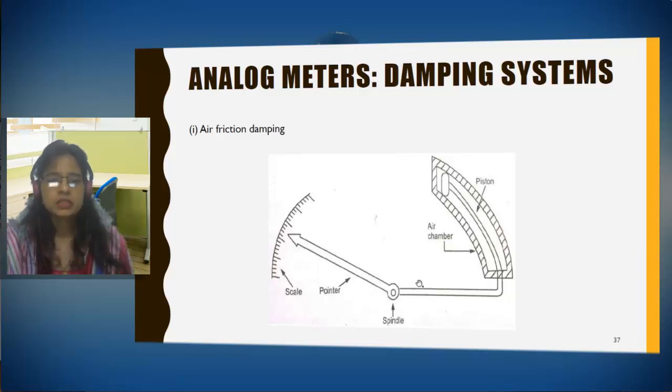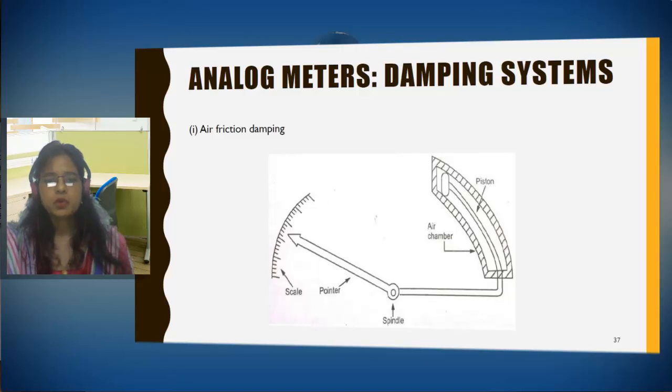Now for damping the system we need damping torque. This is provided by four damping systems: air friction damping, fluid friction damping, eddy current damping, and electromagnetic damping. Let us discuss the damping systems one by one. The first system is air friction damping. Now I will explain what air friction damping is.